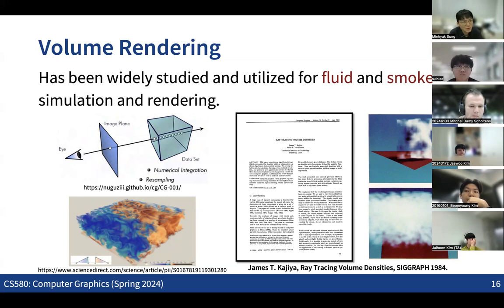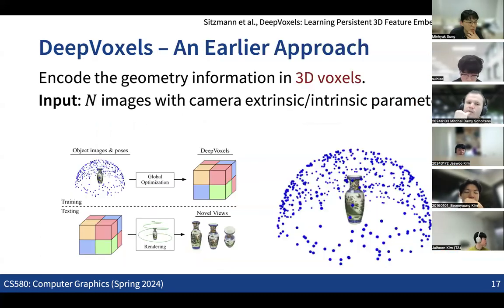So what we are going to do in the neural rendering pipeline is nothing but simply utilizing this very classical volume rendering pipeline to make an interpretable image decoding system. So this is the basic idea. And before we discuss the main idea of NeRF, let's also see some relatively earlier work.